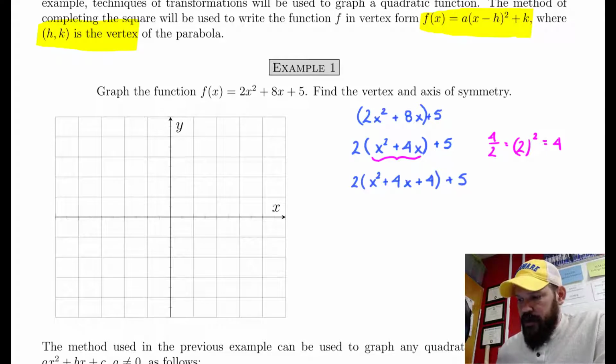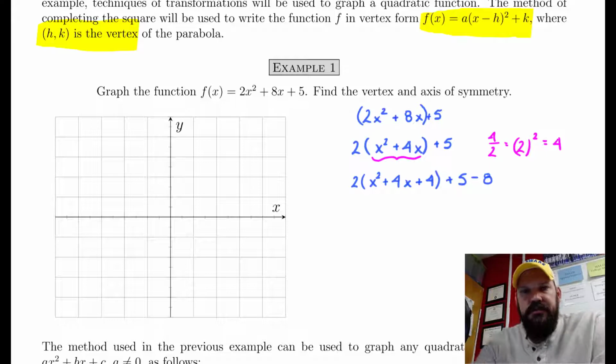So what I want to focus on is, I have this 2 outside of the parentheses. If I multiply 2 by 4, I'm going to get 8. So what I want to do with that 8 now is actually subtract 8 from my constant. So I've added 8 inside the parentheses. I'm going to subtract 8 on the constant. 8 minus 8 is 0.